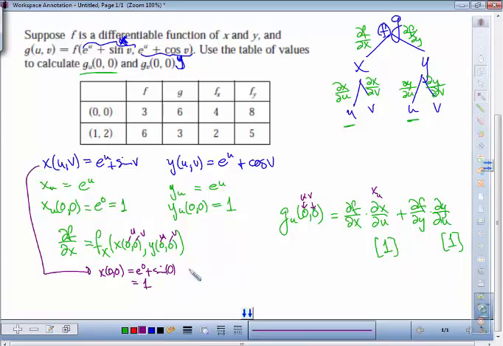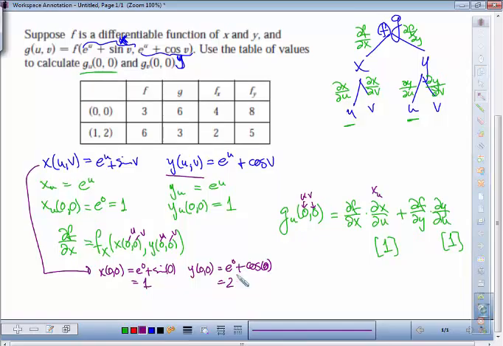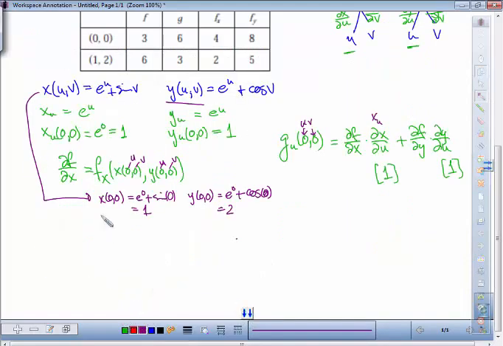And then we have y at 0, 0. This y value over here is equal to e to the 0 plus cosine of 0. Cosine of 0 is 1, so I have 1 plus 1. That's equal to 2. So what we really need from this table is f sub x of x at 0, 0 is 1, and y of 0, 0 is 2.